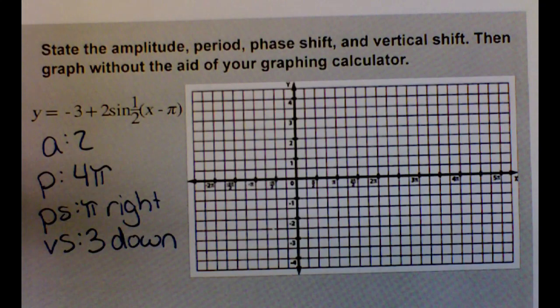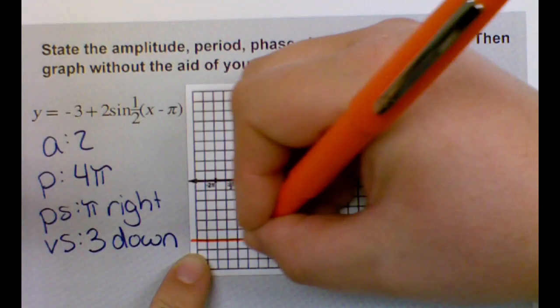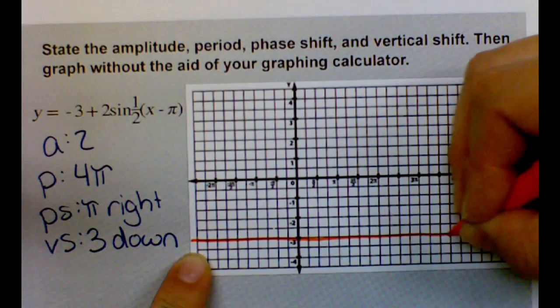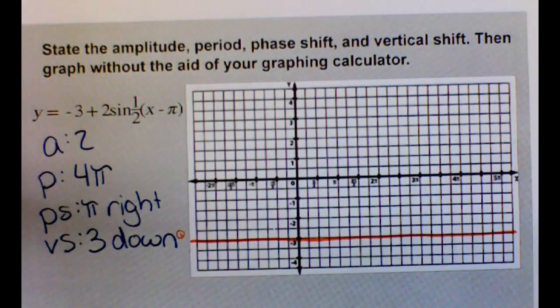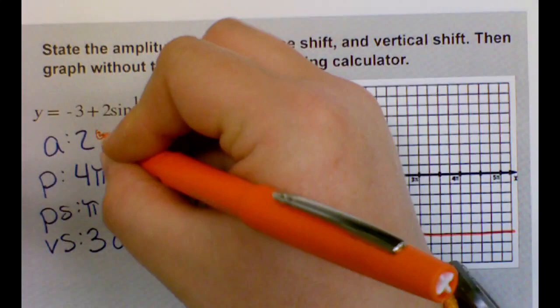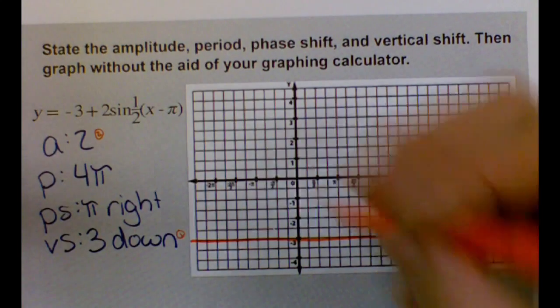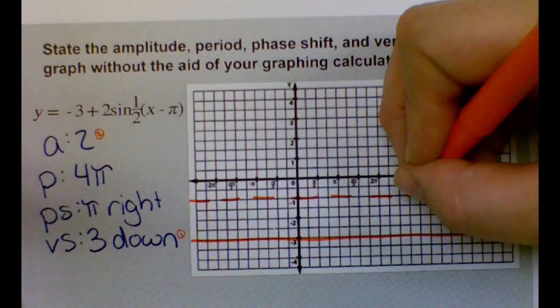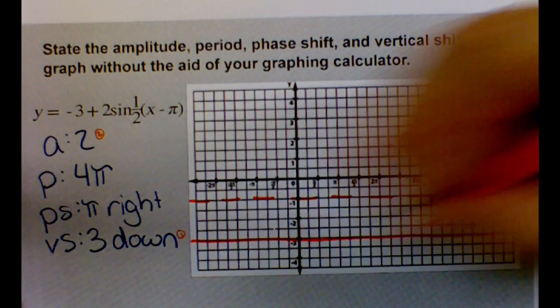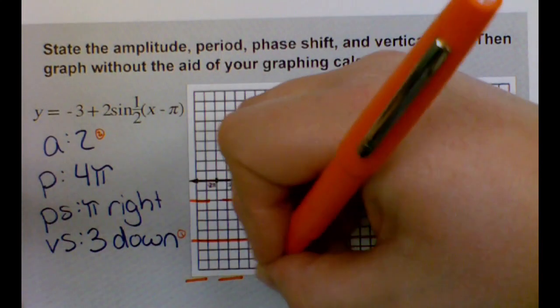So I would start off by drawing in my vertical shift. 3 down. All right, that means negative 3 is my new x-axis. I'm going to ignore the x-axis now. It doesn't exist to me anymore. So first thing, vertical shift. Second thing I worry about is my amplitude. It goes 2 above and 2 below that new x-axis. I give myself dotted lines at negative 1 and at negative 5, which is just off of my graph.